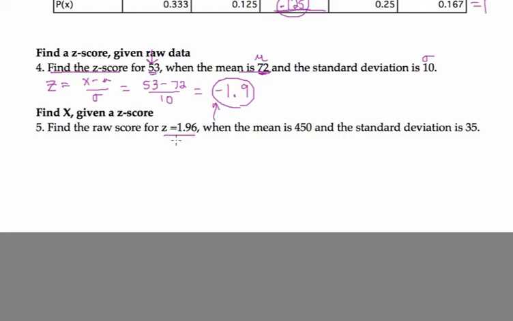This time I already have the z-score. I want to find out the x. What was the data value that goes with that z-score? So I use the other formula. In words, this says the data value is the z-score times the standard deviation plus the mean. So the z-score I want is 1.96 times the standard deviation, which is 35, plus the mean, which is 450.